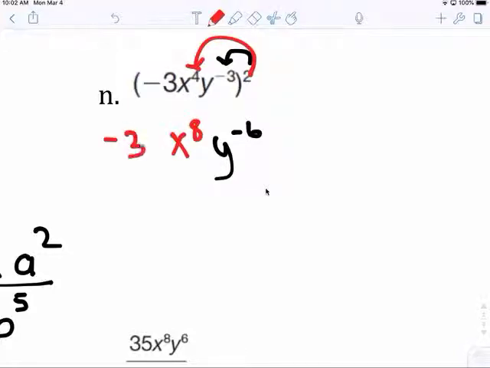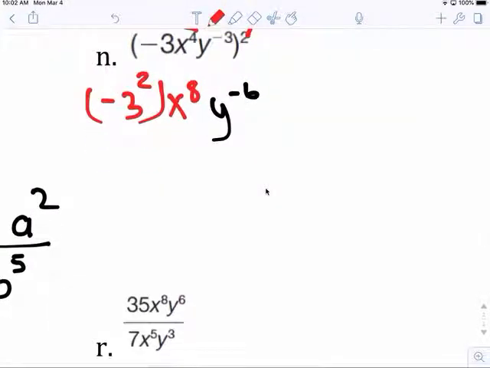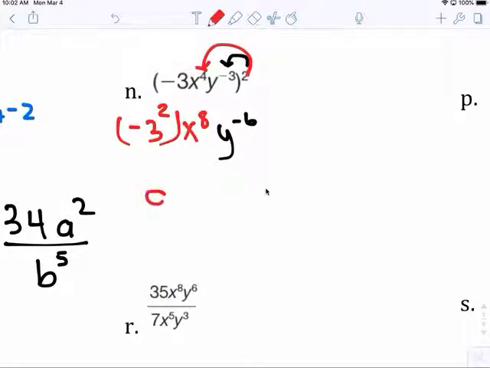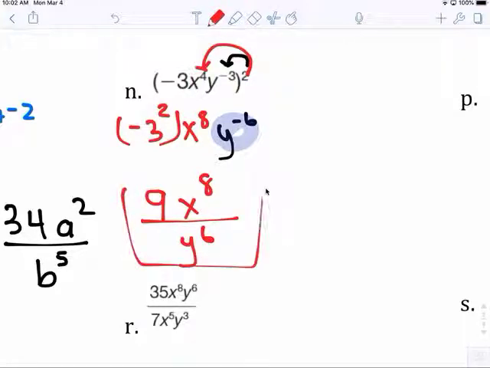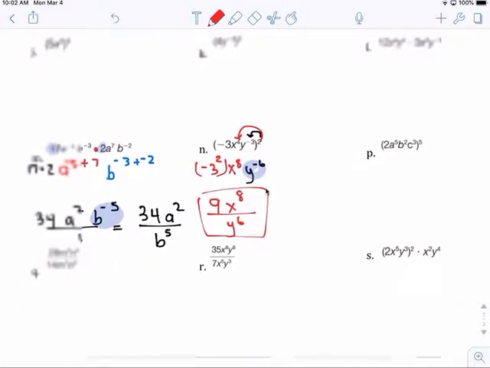That's negative 3 to the power of 2. It's a negative number. Let's put it in parentheses. That gets you 9, x to the 8th and y to the negative 6. But that negative 6 needs to go to the bottom, y to the 6, like that. Okay?